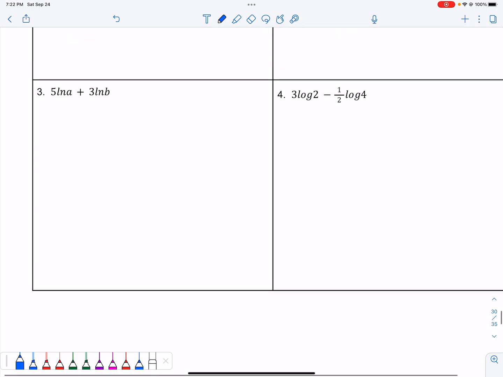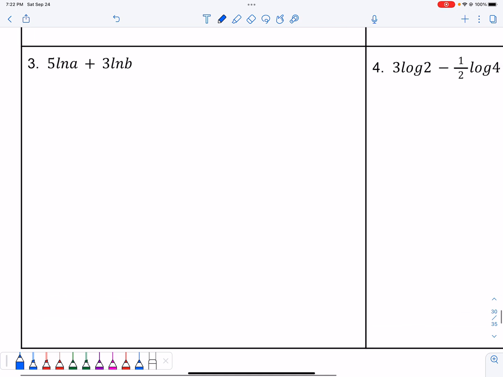All right, 2 more examples. Number 3, I see I have a 5 out front and a 3 out front. So first things first, we've got to move those to become exponents. Then they're adding, so we need to multiply. So we have natural log of a to the 5th times b cubed, but just write it one time, the natural log, and that's it.